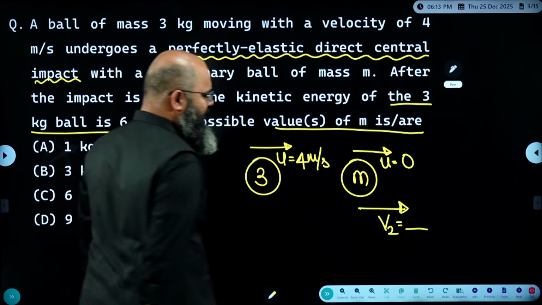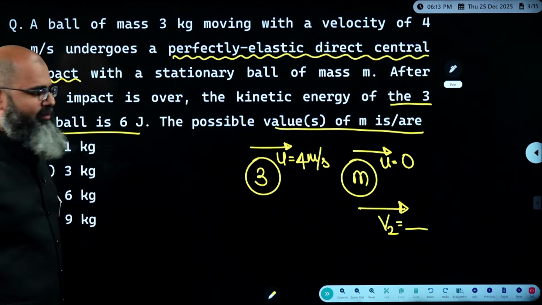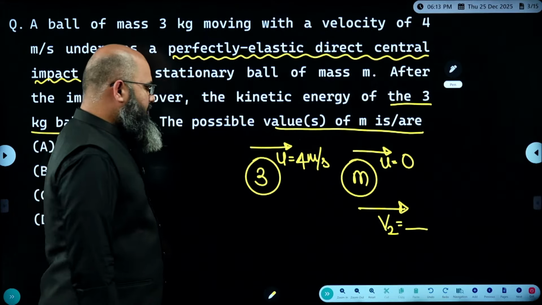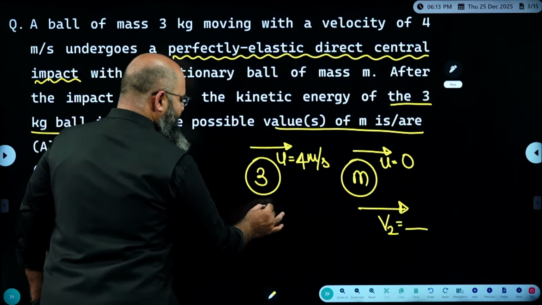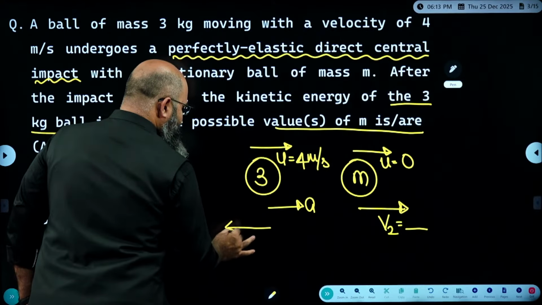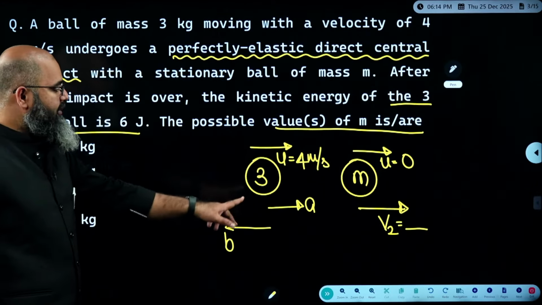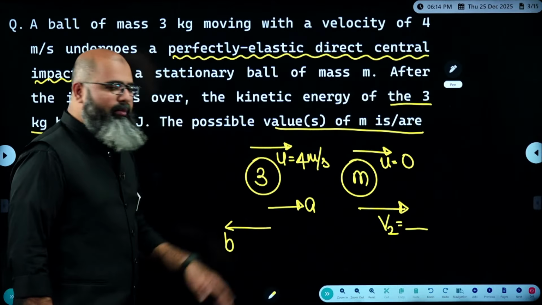I do not know the value of V2, but guaranteed it is in that direction only. It is impossible for V2 to be in the backward direction. Now, the 3 kg ball can either be in forward direction after impact, let us say this is A bit, or it may be in backward direction after impact, let us say this is B bit. There are 2 possibilities over here. That is why I'm saying there are 2 possible answers for m also over here.